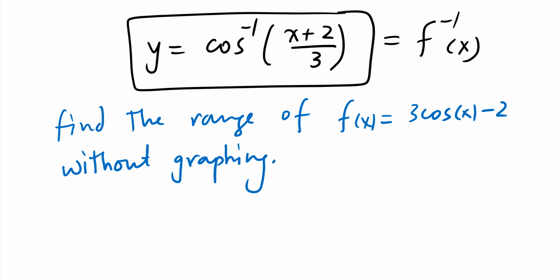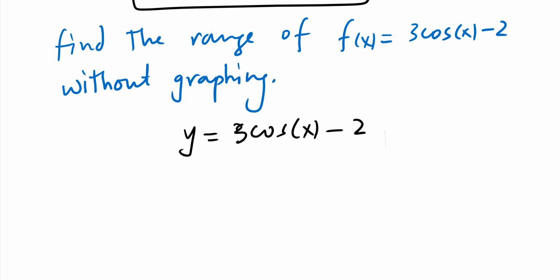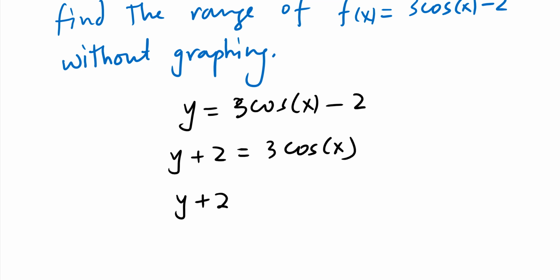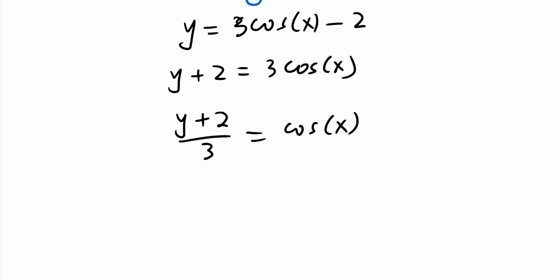To find the y value, I'm going to use this in a tricky way. Let me rewrite it in terms of y: y equals 3 cosine x minus 2. I want to know where the y falls. I'm going to add 2 to both sides, and solve for cosine x, and you will see why in a minute. So divide by 3 on both sides. We got this one, now I'm going to use it.